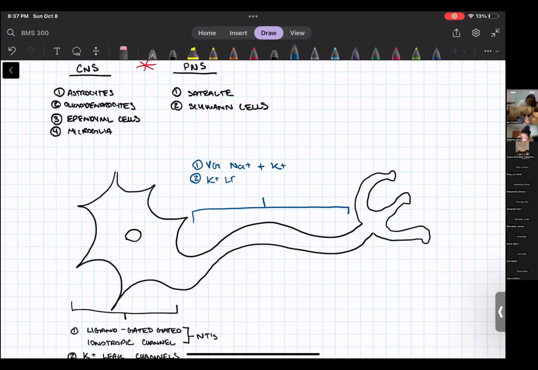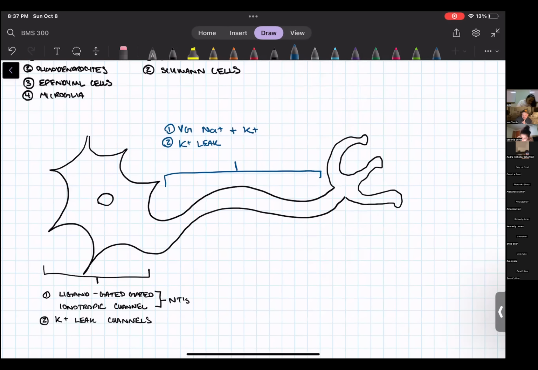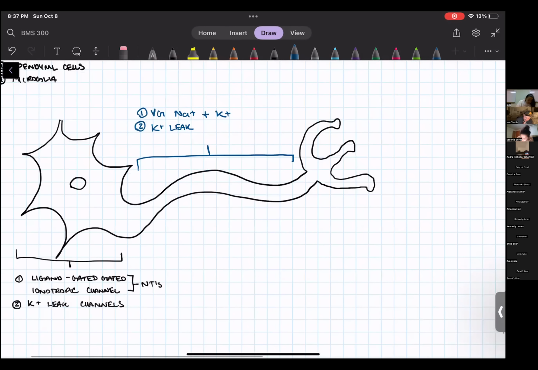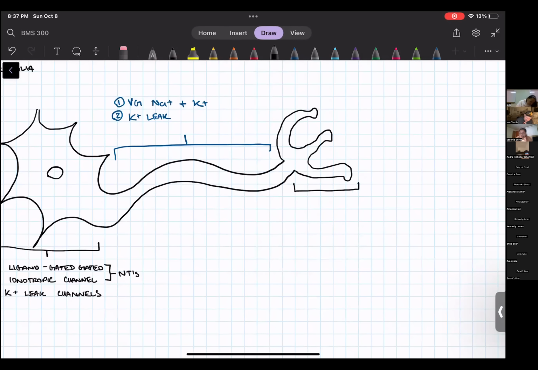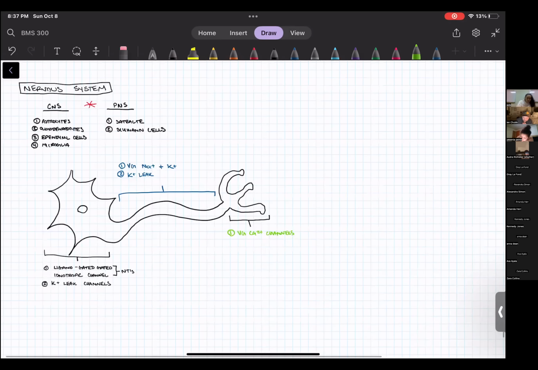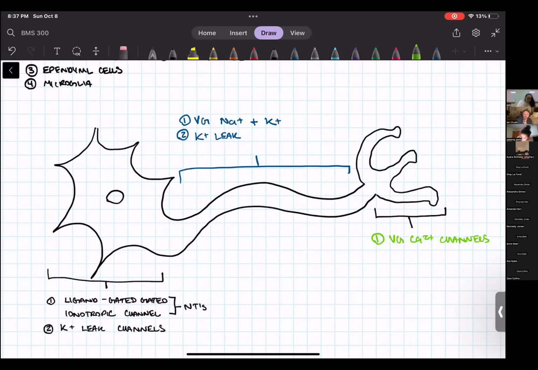Some lovely potassium leak channels again. And then in the axon terminal, we just have one specific one that I really want you to know: the voltage-gated calcium channel. Knowing just where that is at is really important.